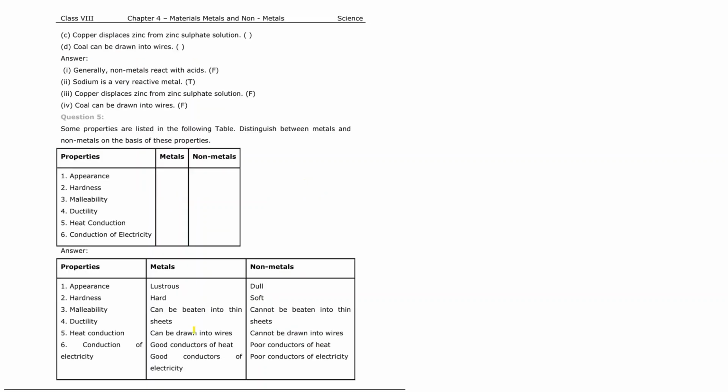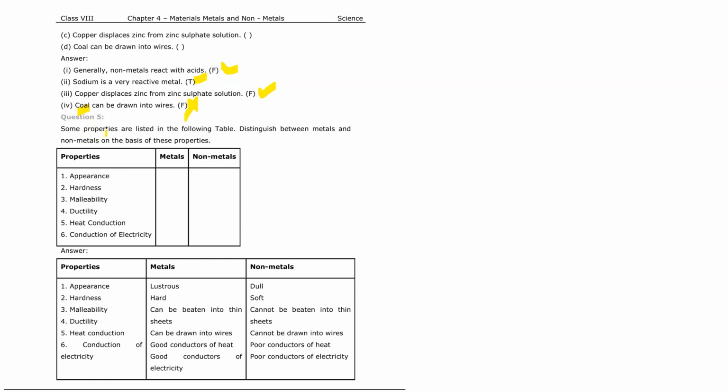Now the true and false questions. Generally non-metals react with acid. This is false. Sodium is a very reactive metal. Yes, it is true. So that's why we use kerosene to keep it safe. Copper displaces zinc from the zinc sulfate solution. This is false, as zinc is more reactive than copper, so copper cannot displace zinc from its compound. Coal can be drawn into wire. This is false, as coal is a non-metal, and non-metals do not possess the quality of ductility.